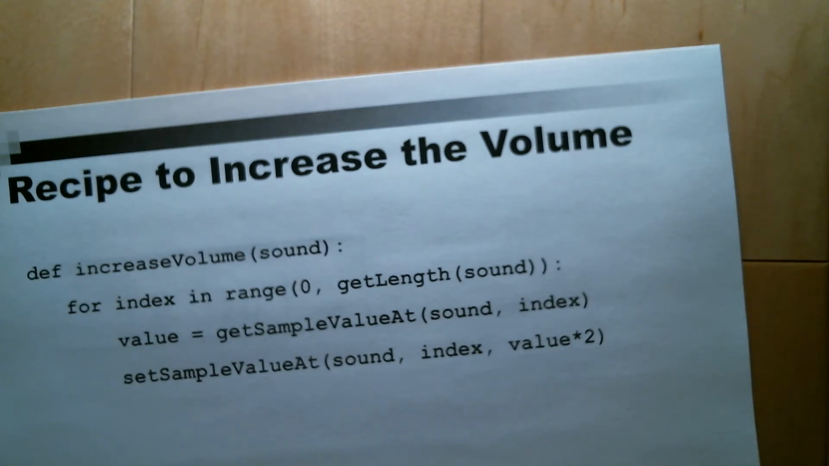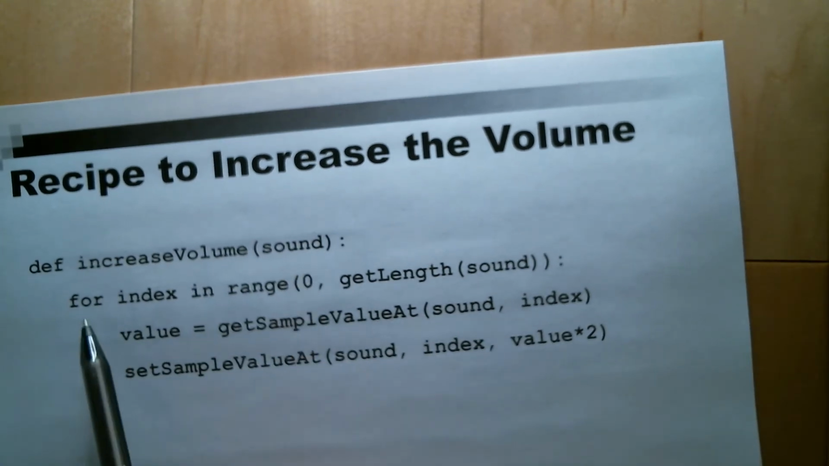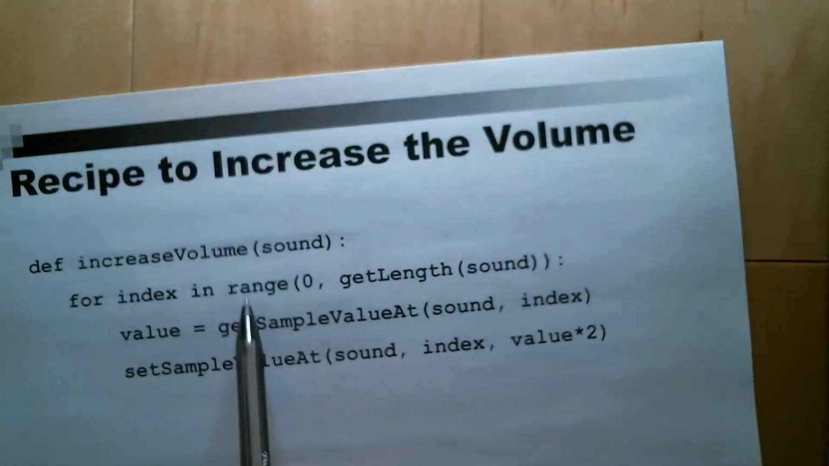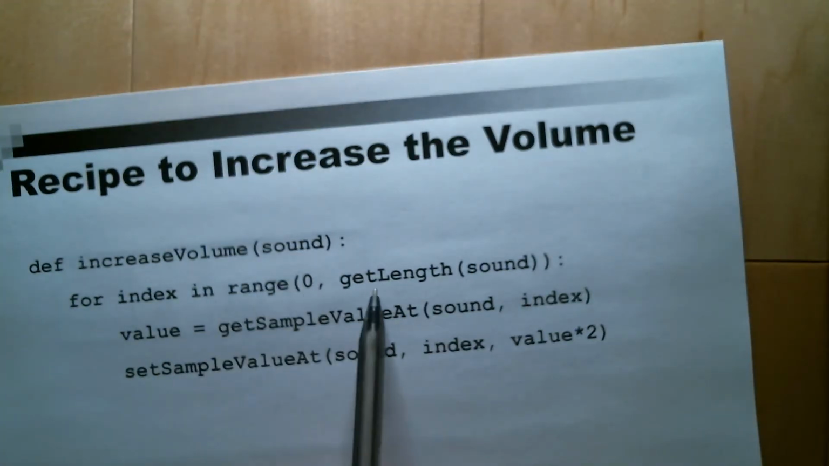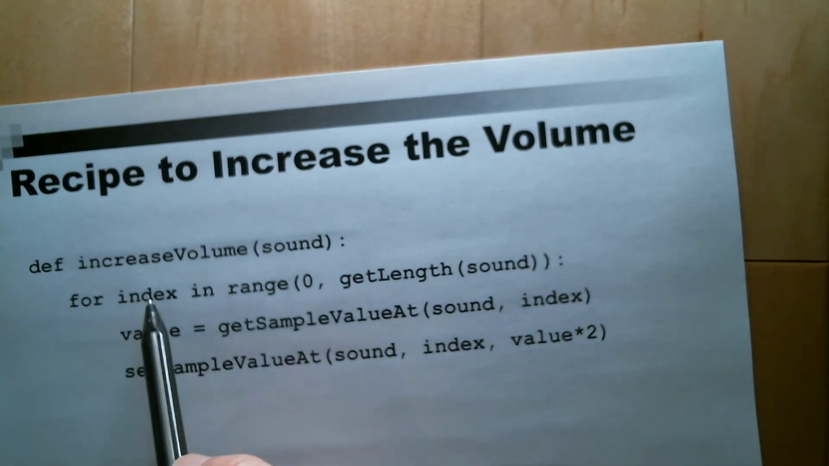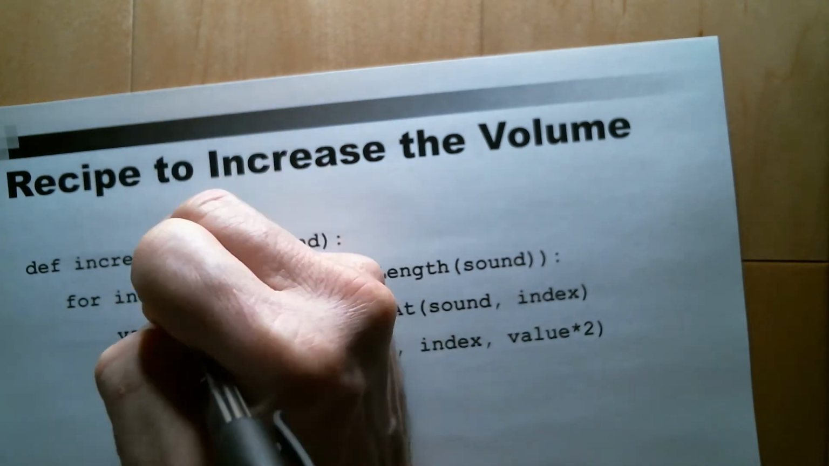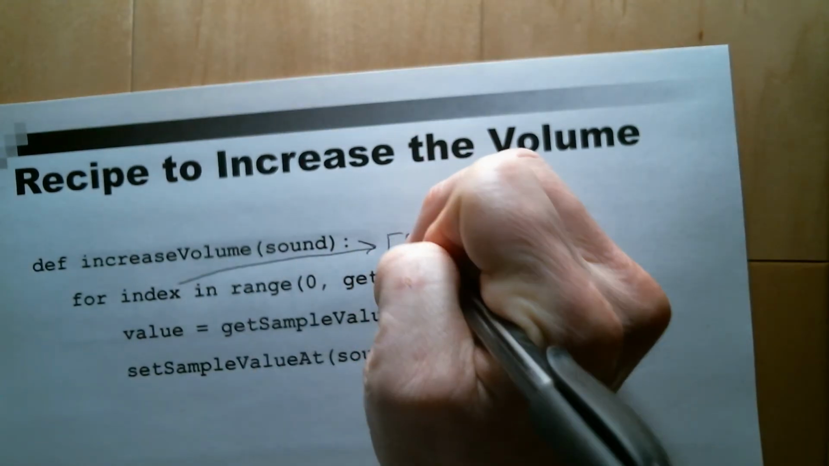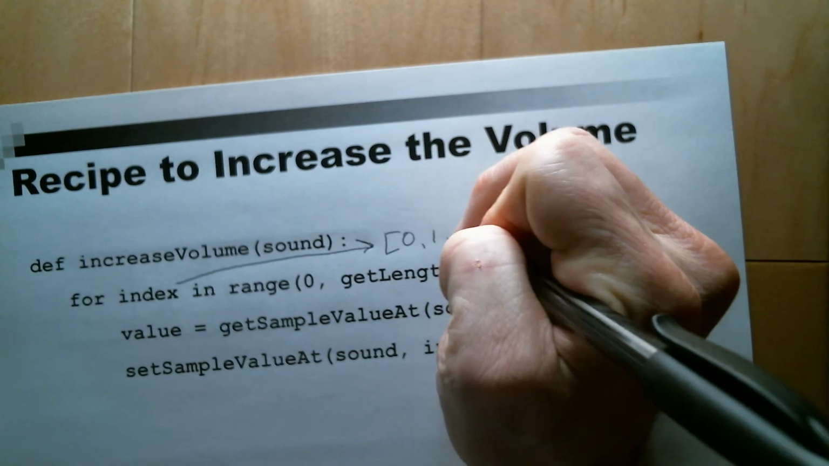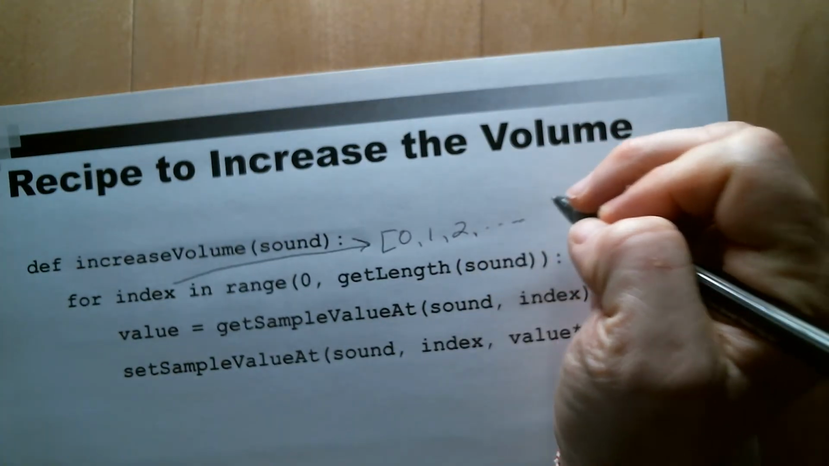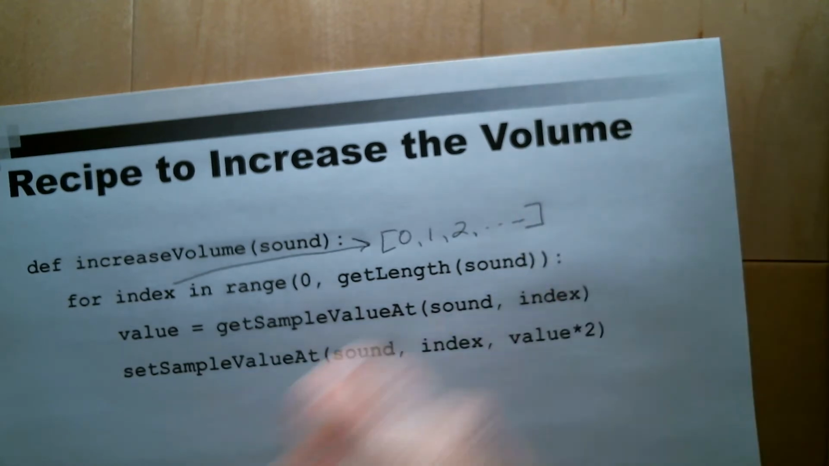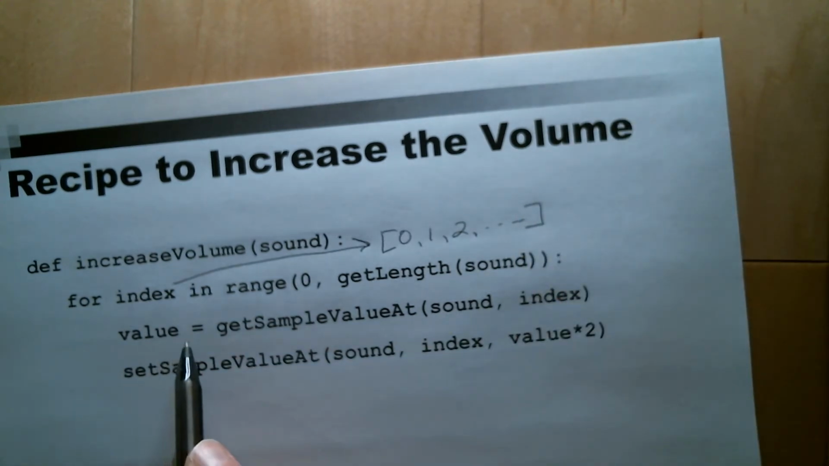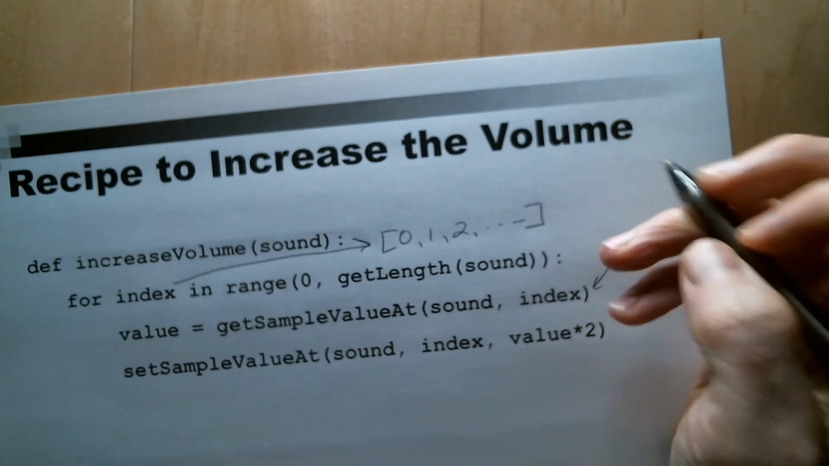All right, so quick aside there, let's take a look at this code. So we have a function, def increase volume. All right, the parameter it's being passed is a sound object. And then we have for index in range, all right, so 0 to get length of sound. All right, so index is going to be an integer that starts at 0 and then goes all the way up until you reach basically 1 less than the length. And then each time through, we're just getting the sample value. All right, this returns an integer.